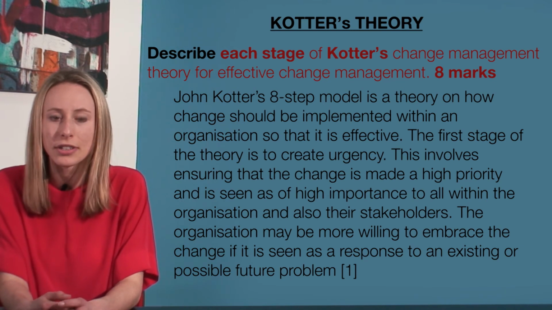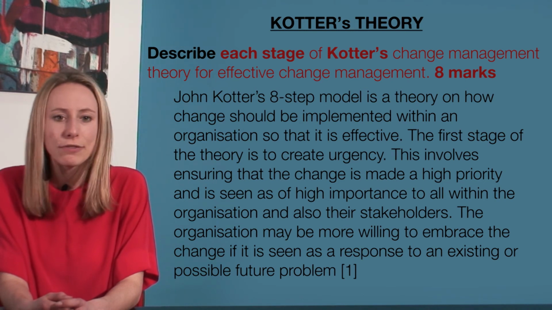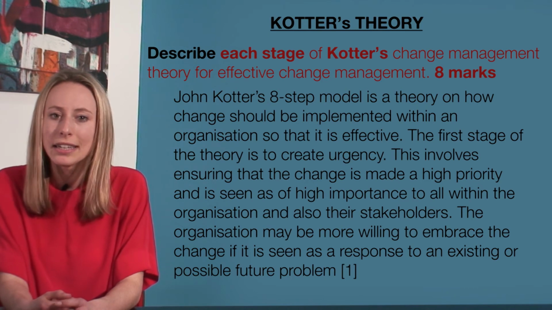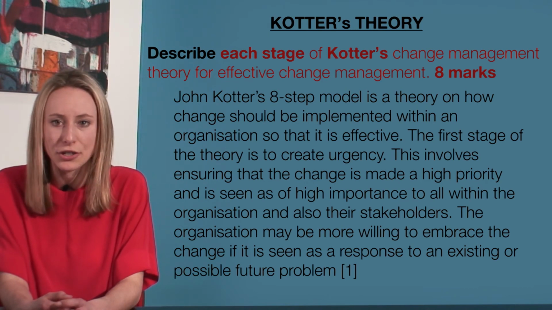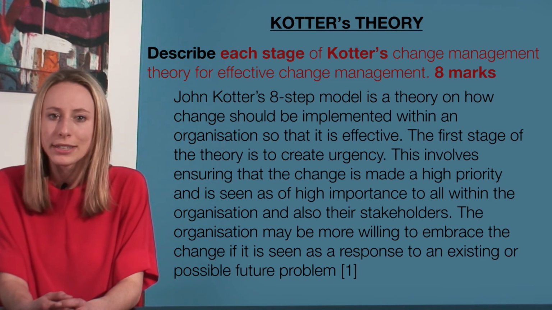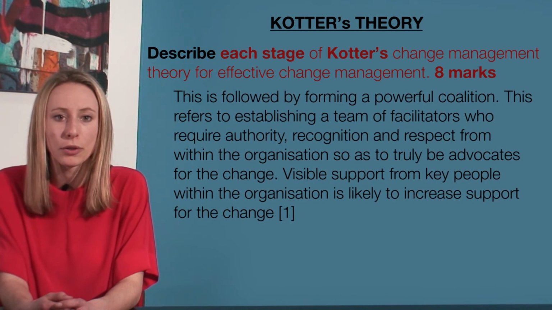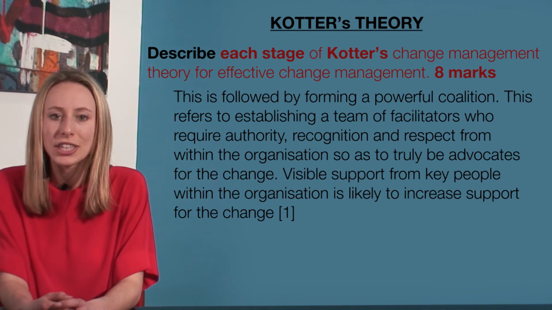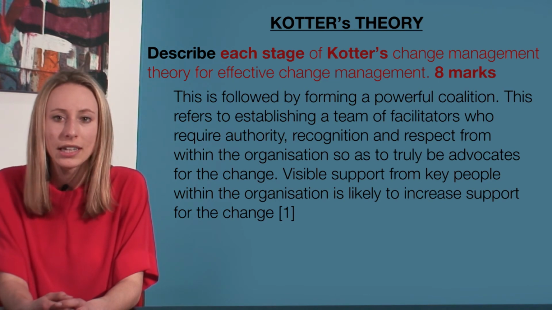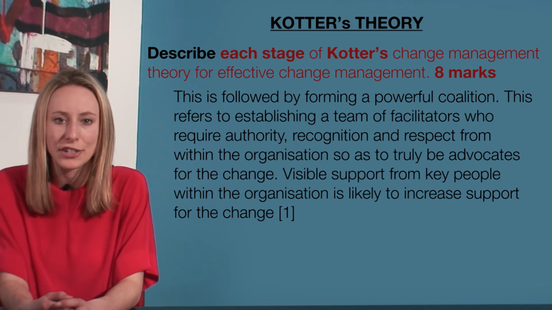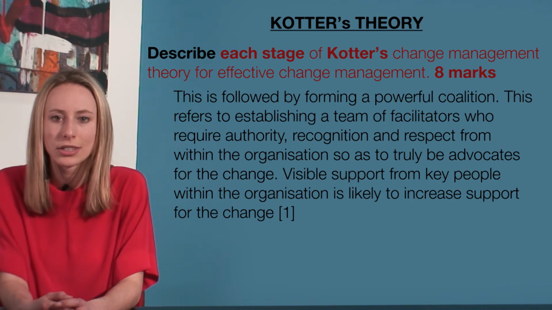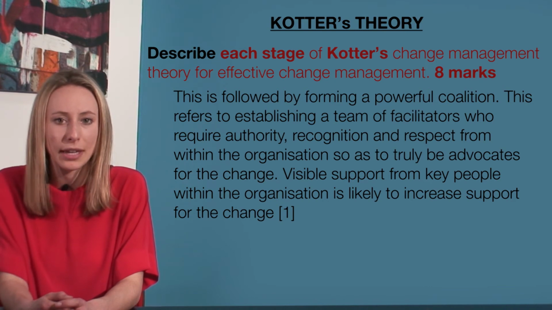Kotter's 8-step model is a theory on how change should be implemented within an organisation so that it is effective. The first stage of the theory is to create urgency. This involves ensuring that the change is made a high priority and is seen as of high importance to all within the organisation and also to their stakeholders. The organisation may be more willing to embrace the change if it is seen as a response to an existing or possible future problem. This is followed by forming a powerful coalition. This refers to establishing a team of facilitators who require authority, recognition, and respect from within the organisation so as to truly be advocates for the change. Visible support from key people within the organisation is likely to increase support for the change.